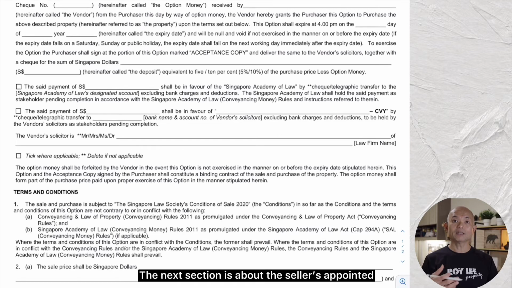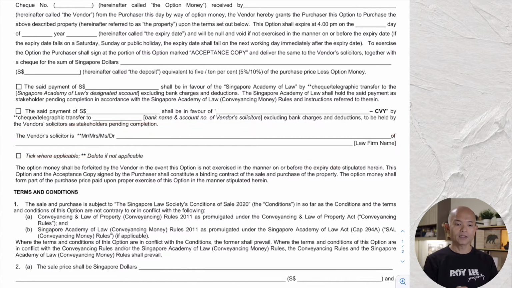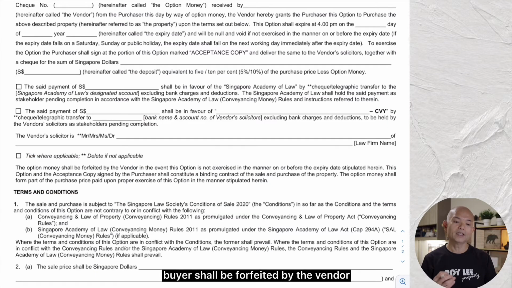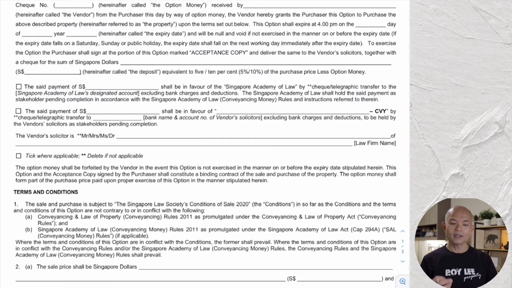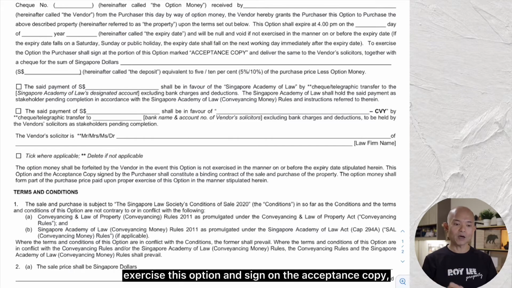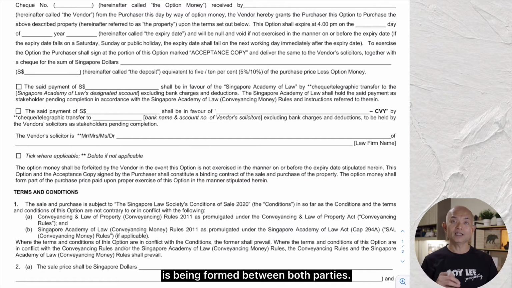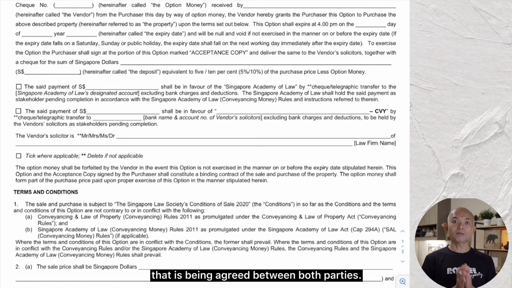The next section is about the seller's appointed lawyer's information. So have it written down over here. And this paragraph states that the option money from the buyer shall be forfeited by the vendor in the event that the buyer chooses not to exercise. And once the buyer exercises this option and signs on the acceptance copy, then a binding contract of the sale and purchase of this property is formed between both parties. Now, please take note, the option money paid by the buyer shall form part of the purchase price that is agreed between both parties.